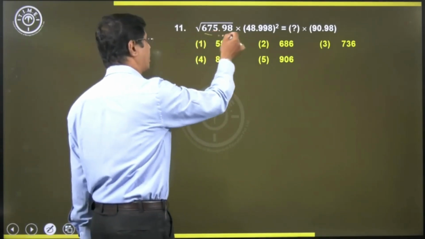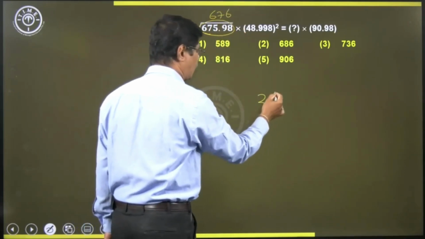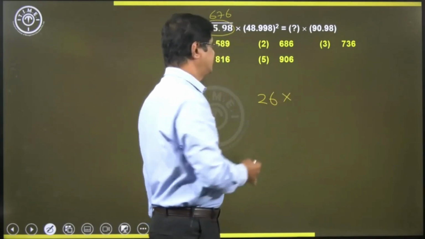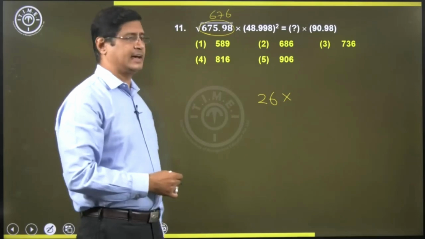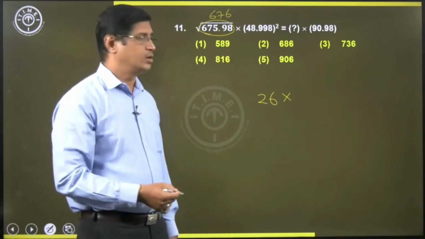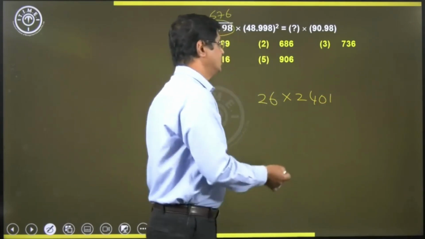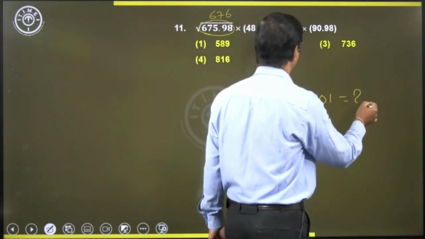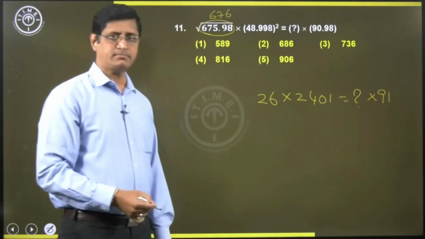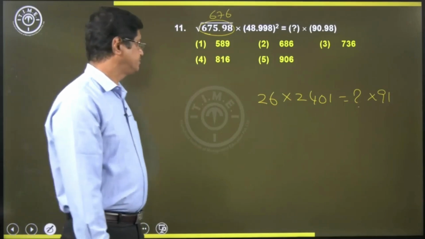675.98. The approximate value, so perfect square, it is 676. The square root of 676 is 26. Now next part, just look at 48.998, which is close to approximately 49. 49 square is equal to 2401. Equal to question mark into 90.98, which is approximately 91.